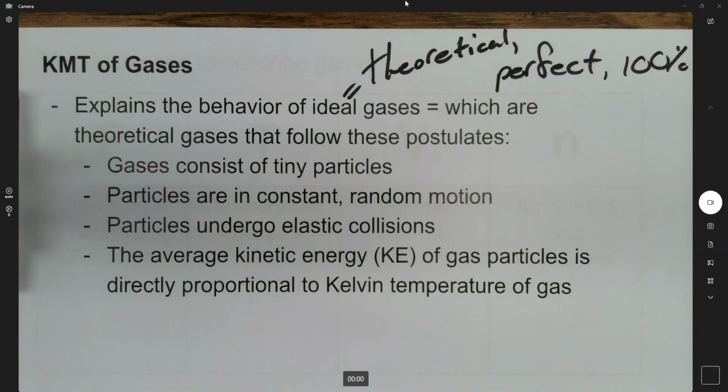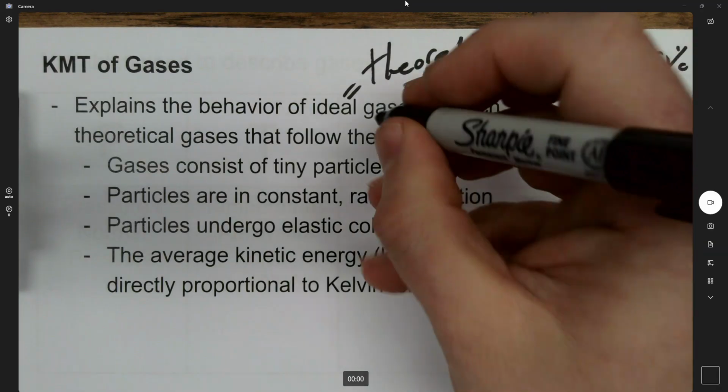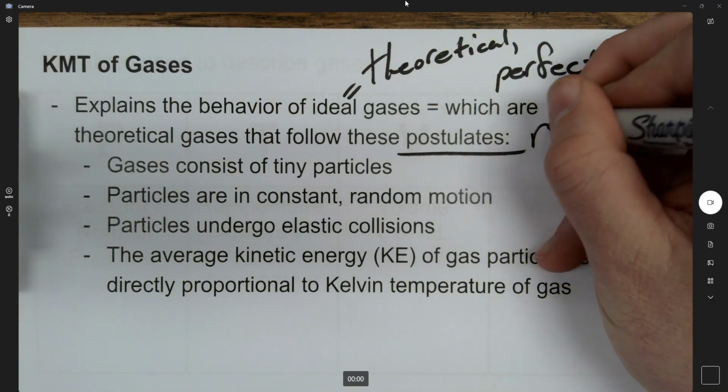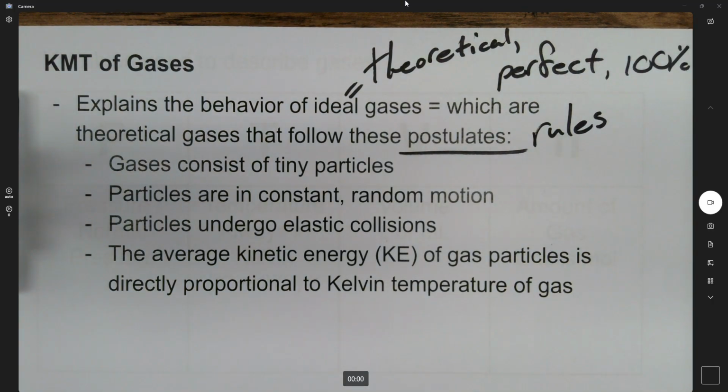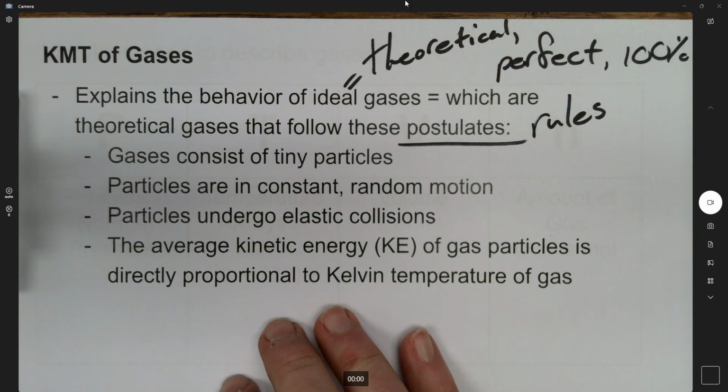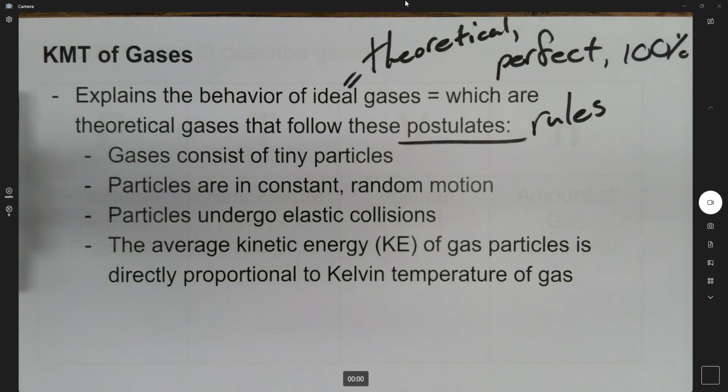Now, with our ideal gas, we have several postulates. These are the rules of our ideal gas. Our ideal gas is always going to be made of tiny particles. It is going to be in constant random motion. They're always moving in different locations. If they're in a container, they're bouncing off the walls of the container. They're going forward, they're going backward, they're going at angles, they're going in three-dimensional space.